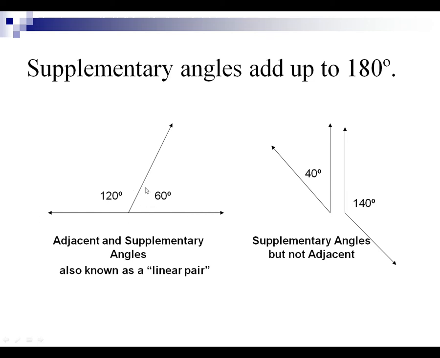So these two, 120 plus 60 is 180, so you know they're supplementary. These two are also supplementary, 40 plus 140 is 180, but they're not adjacent. So you can have supplementary angles that are next to each other, and you can also have supplementary angles that are not next to each other. If you have two angles, they add up to 180, whether they touch or not, they are supplementary. So supplementary angles add up to 180 degrees.